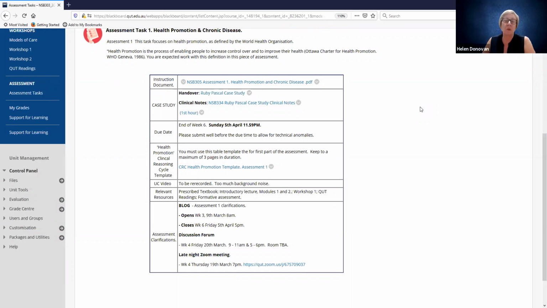Now, for those of you doing NSB304, you will know that this is the same case study, or the first half of the same case study, that you were doing in the simulation. For those who aren't doing NSB304, you are not disadvantaged in any way. All the information that you need to work with this case study is here. So we have the clinical notes.